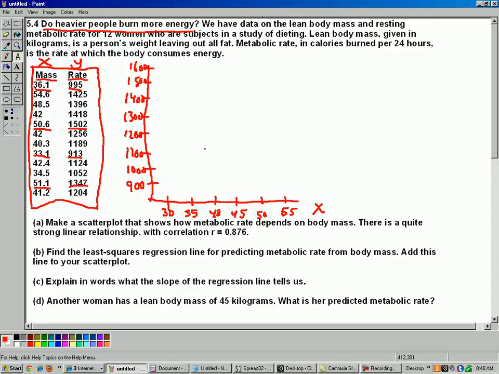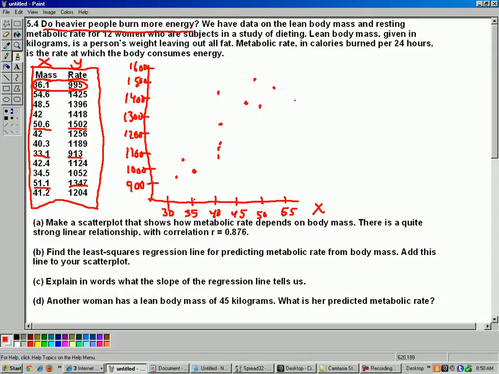All right, let's go ahead and plot some points. So the first point, mass is 36.1, rate is 995. So that's 36.1, right about there, and rate 995. It's almost 1,000. So that point is right about there. And it's fine just to estimate these points. Now I'm going to fast forward this and just put in all the points. You get the idea. To save a little time, I'll just put all the points in.